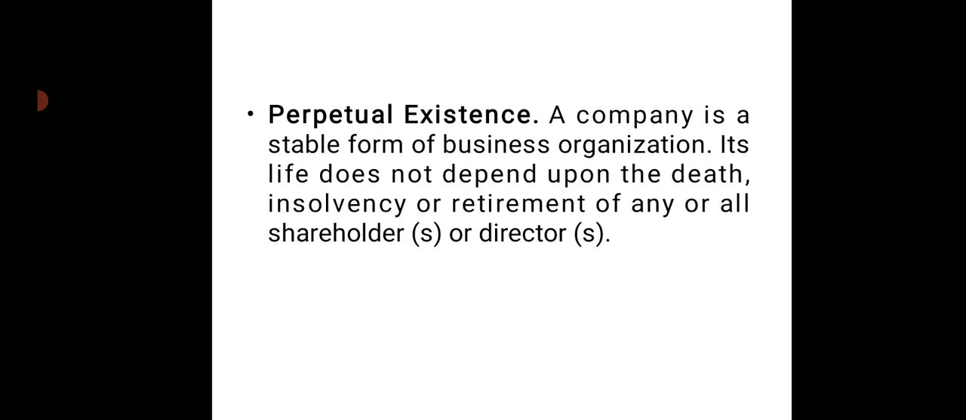Perpetual existence means whenever the company starts the business, the main assumption behind any business is that the business will run for the long term only. Any person may come or retire from the organization, and there is no effect on the working of the organization. Company will run for the long term only.